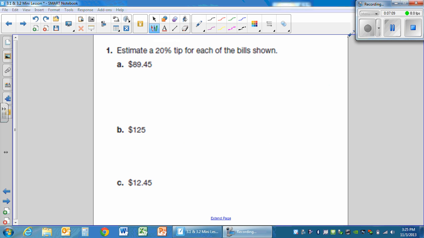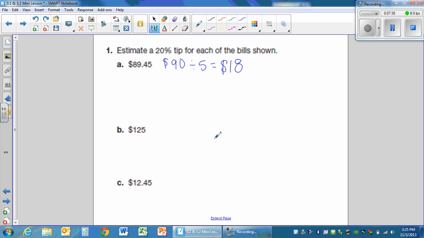Number 1 says estimate a 20% tip for each of the bills shown. We're going to round $89.45 to $90. We're going to then divide it by 5 because 20% is 1/5. When you take 90 divided by 5, you should get an answer of an $18 tip.